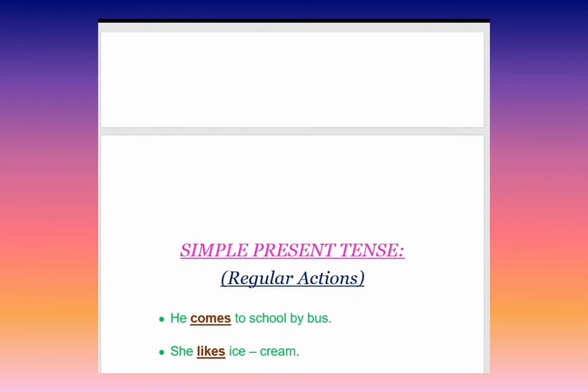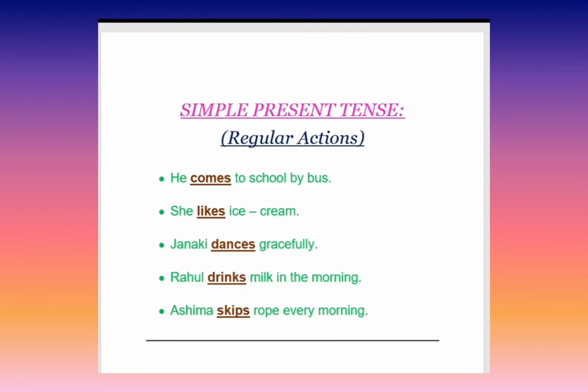Then look at these sentences which are used in simple present tense. These are the regular actions. He comes to school by bus. She likes ice cream. Now these are all the regular actions. Regularly they do it. Then the third sentence, Janki dances gracefully, means usually Janki dances gracefully. Rahul drinks milk in the morning, means every morning he drinks milk. It's a regular practice.